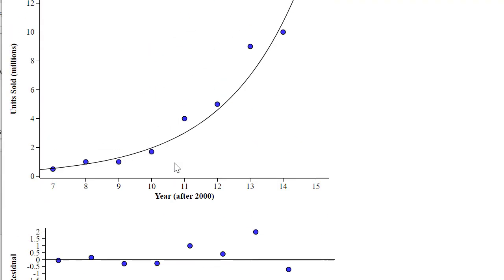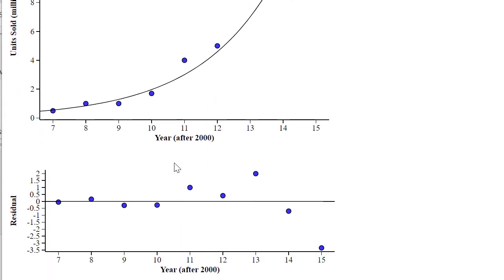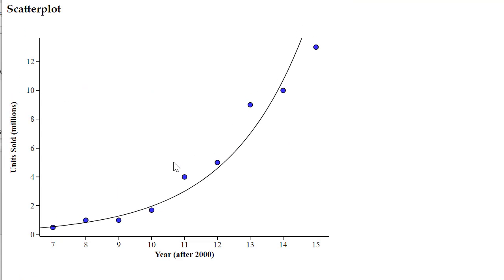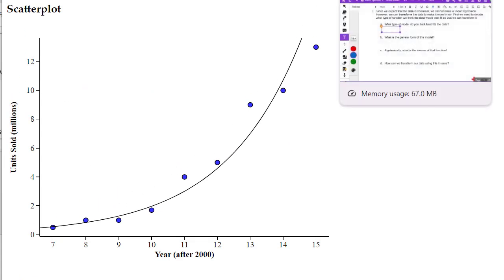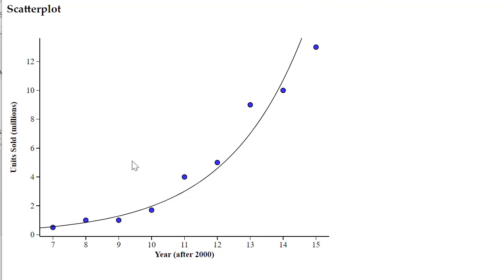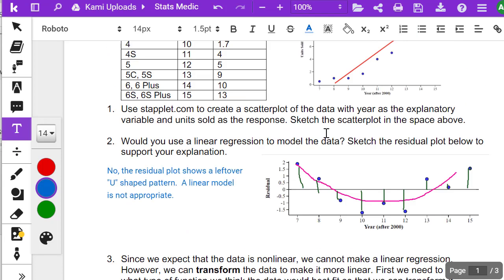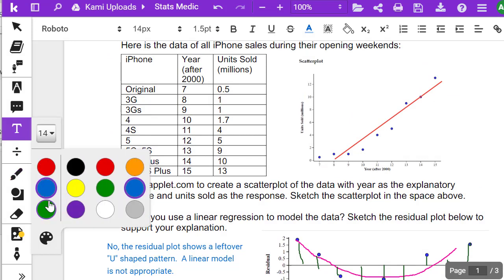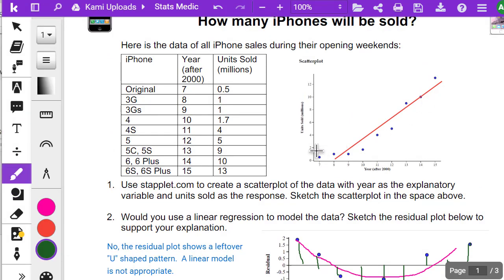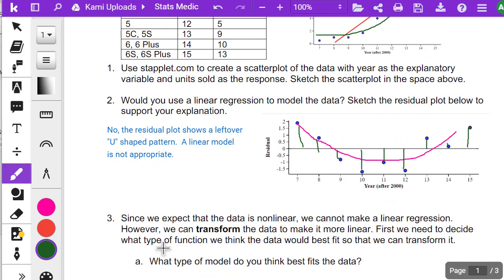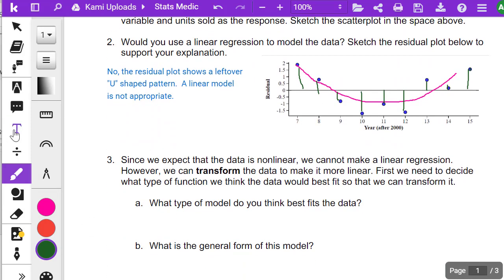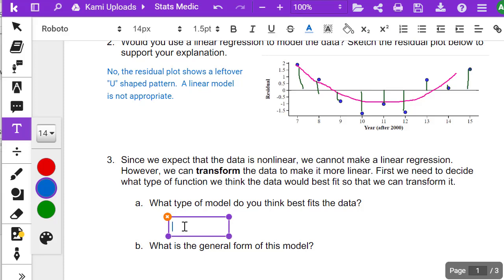Interesting. But we really do think it's exponential, because if you ever see those business plans, any DECA people out there, oh, we predict exponential growth. So that is the pattern we're seeing here. So we're seeing more of an exponential growth, not a linear growth. Okay, so let's go ahead and write down exponential. And what does that look like?